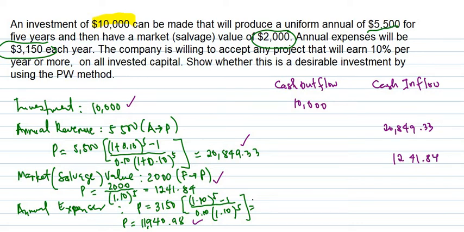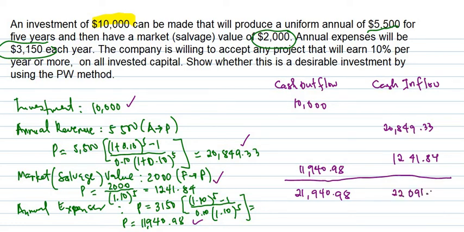And then the other one, we have the annual expenses. Definitely this is cash outflow because you will expend a lot of money, which is 11,000. So we will write it here under cash outflow, that is 11,940.98. If you sum up cash outflow, that is 21,940.98. Under cash inflow, if you sum up, that is equivalent to 22,091.17. If you have noticed, this cash inflow is greater than the cash outflow. So if cash inflow is greater, then you have a desirable investment.